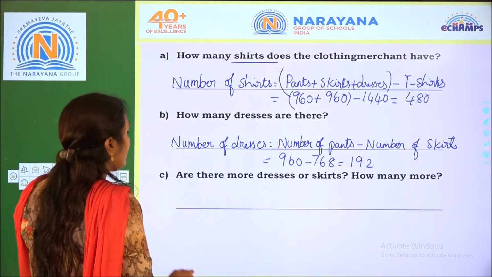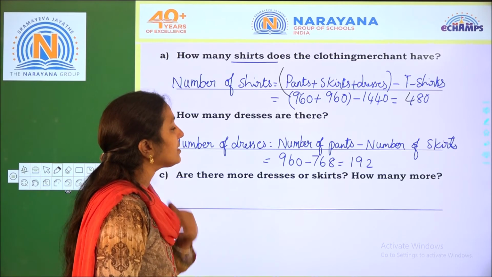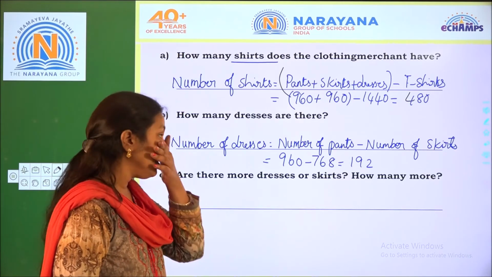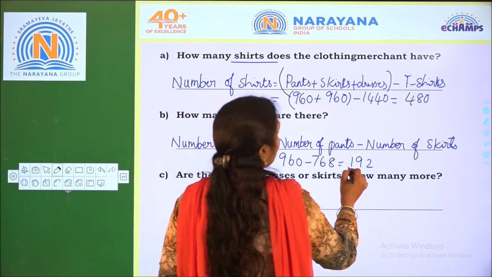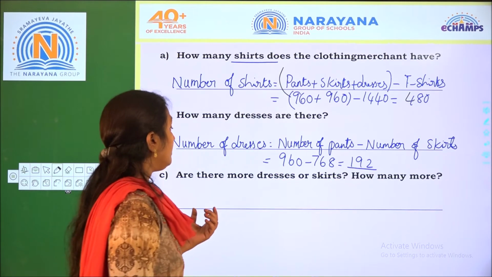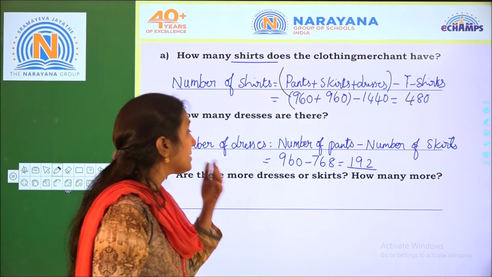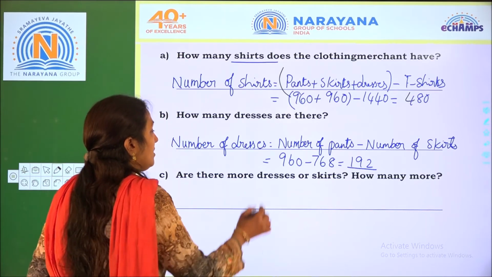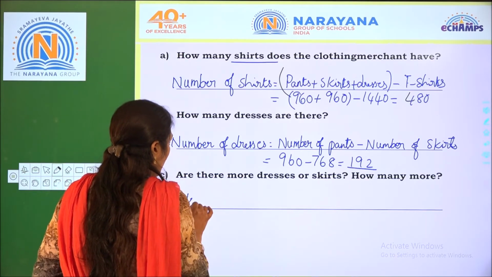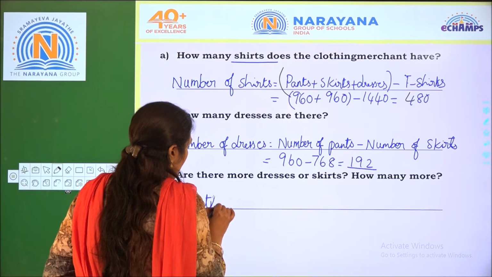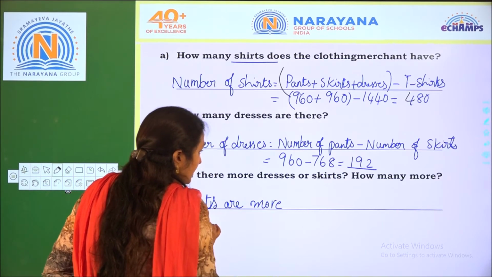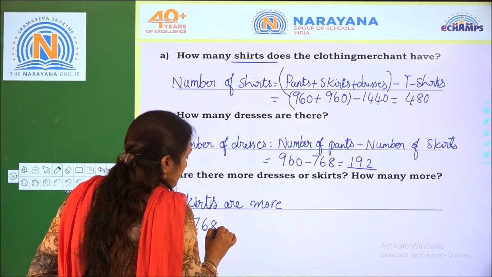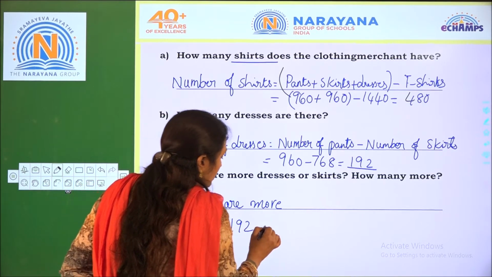Okay. So next, are there more dresses or skirts? How many are more? So dresses, how many did you get? 192. And skirts, how many are there? Skirts are 768. So skirts are more. That is 768 minus 192.